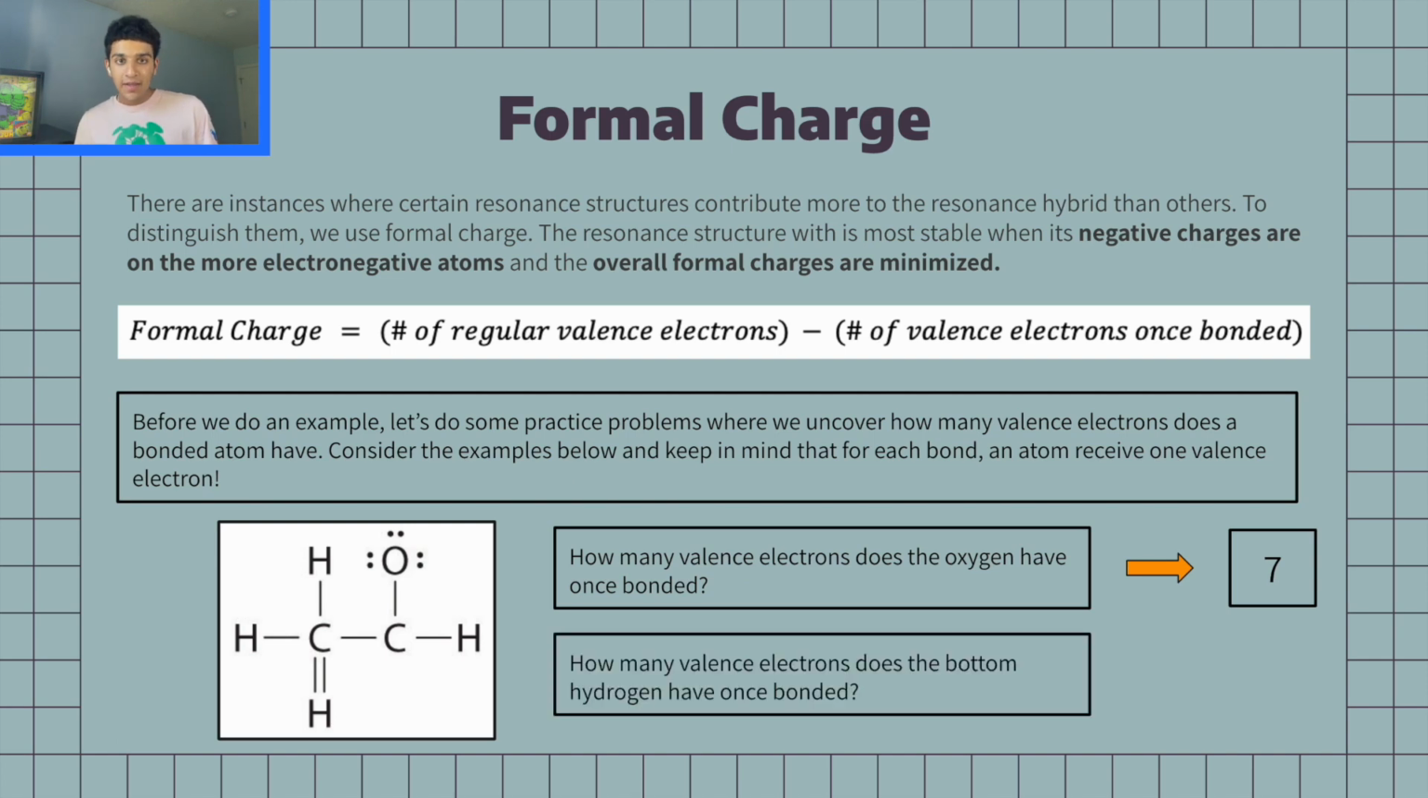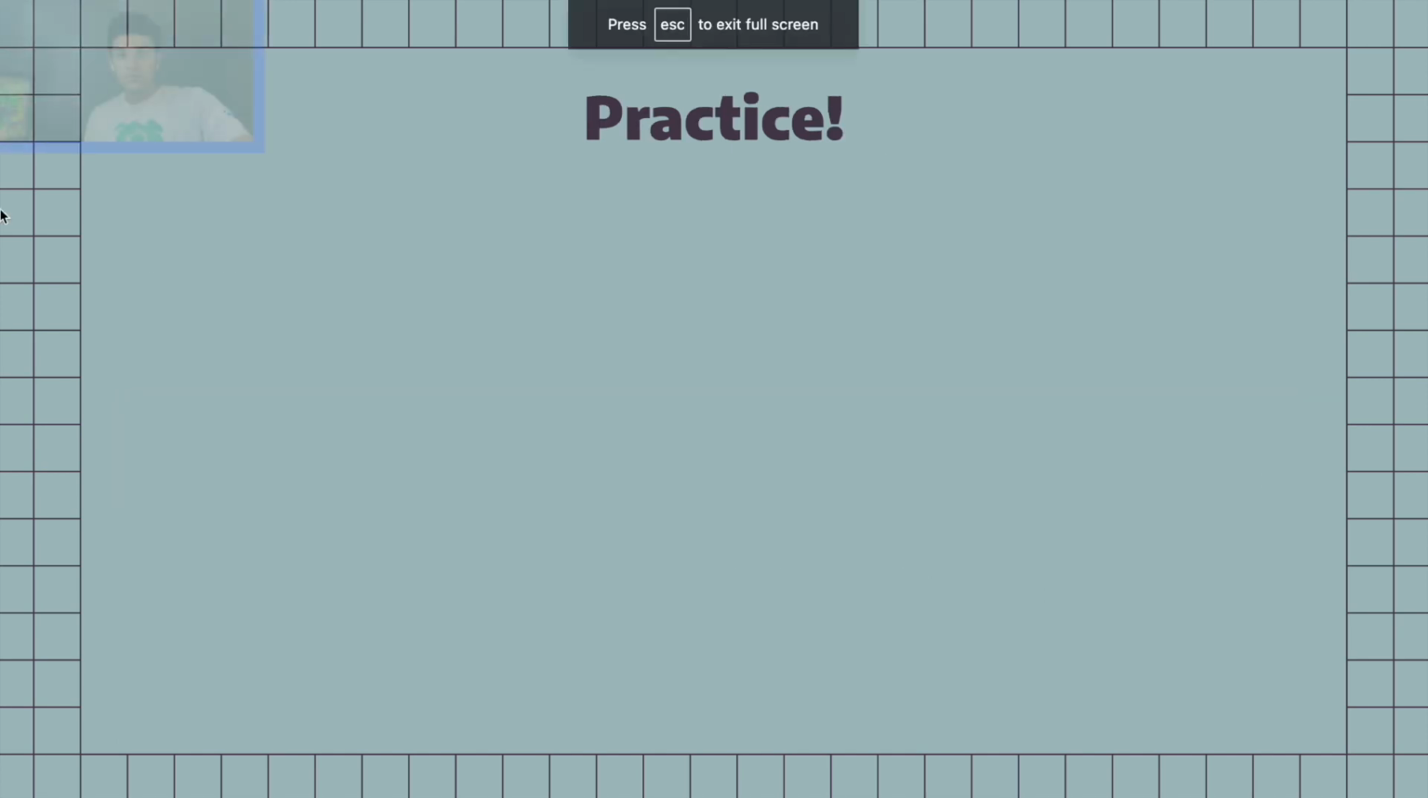Now, let's do the same thing for this hydrogen down here at the bottom. That's double bonded to the carbon. Now, once again, each bond is worth 1 valence electron. So once bonded, that hydrogen is going to have 2 valence electrons. That's correct. Now let's do our example.